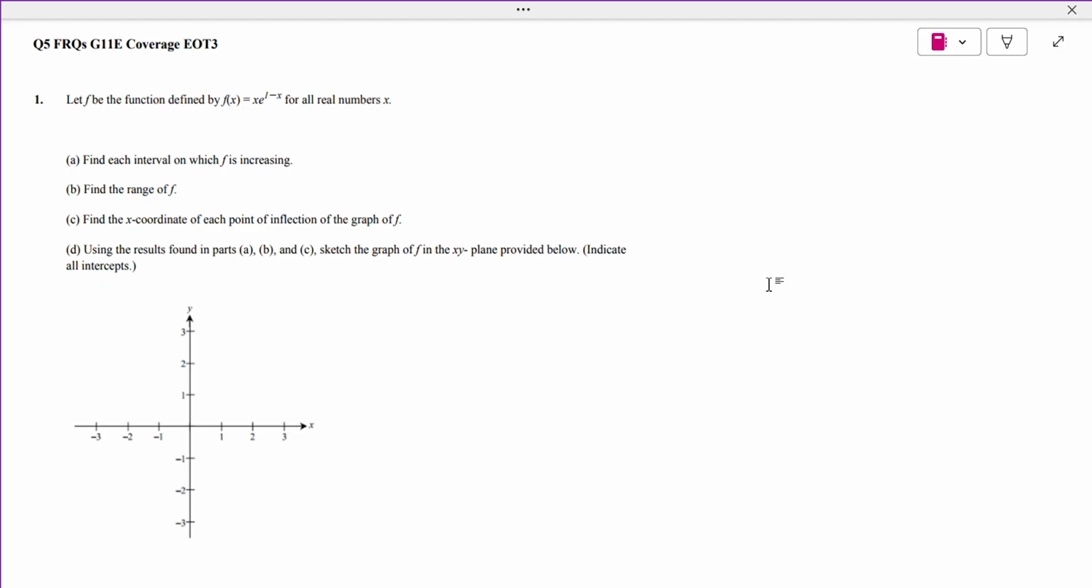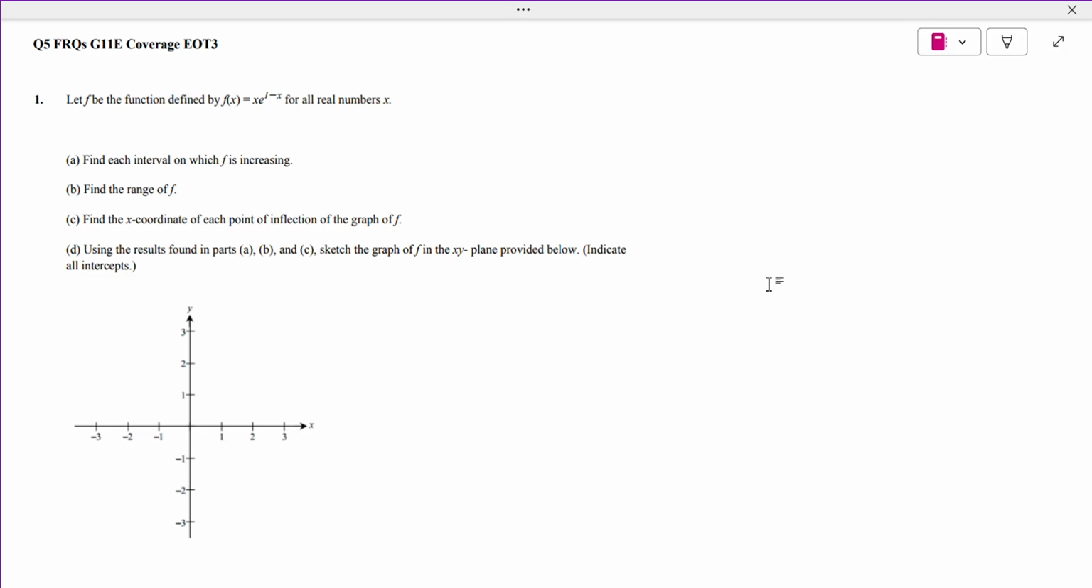In this video we will be working on question 5 from the coverage of a grade 11 elite for term 3. So in this question we have a function defined by f of x equals x e to the power of 1 minus x for all real numbers x. Part A, find each interval on which f is increasing.